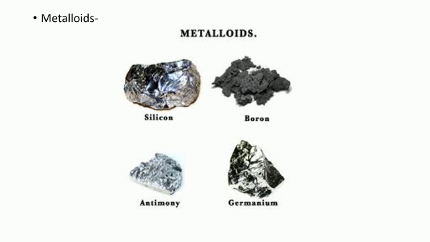Metalloids. A metalloid is an element that has properties of both metal and non-metal. They are also called semi-metals. Examples: arsenic, silicon, boron, antimony, germanium, etc.